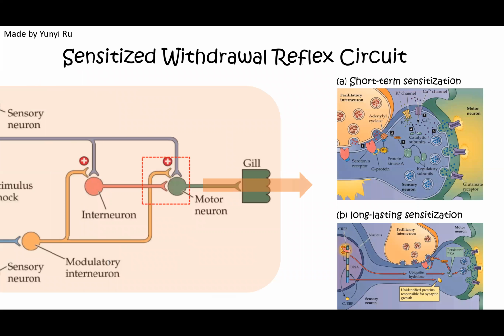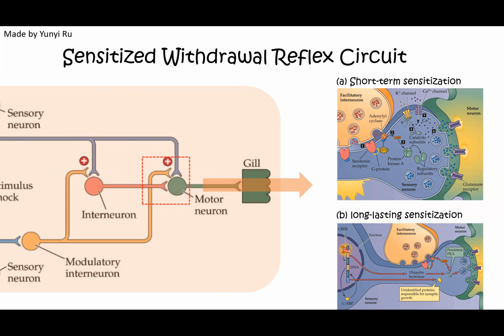How does the modulatory interneuron, also called the facilitatory interneuron, work? The mechanism for short-term sensitization and long-lasting sensitization is slightly different. For short-term sensitization, as you can see on the top, it depends on the PKA-dependent enhancement of glutamate release from the presynaptic membrane of the sensory neurons.